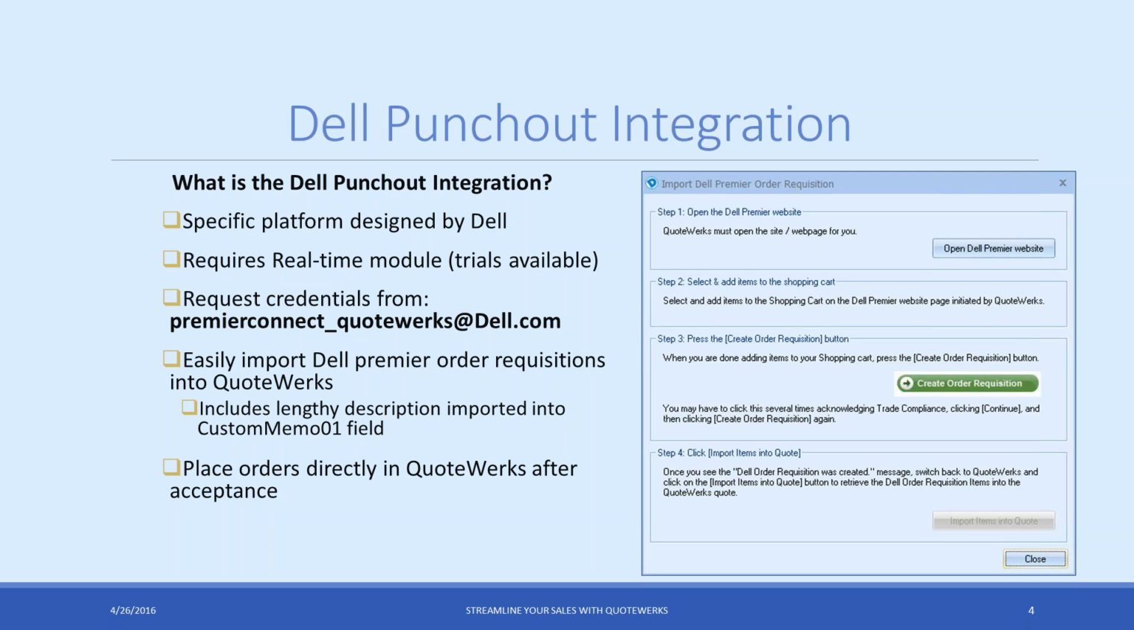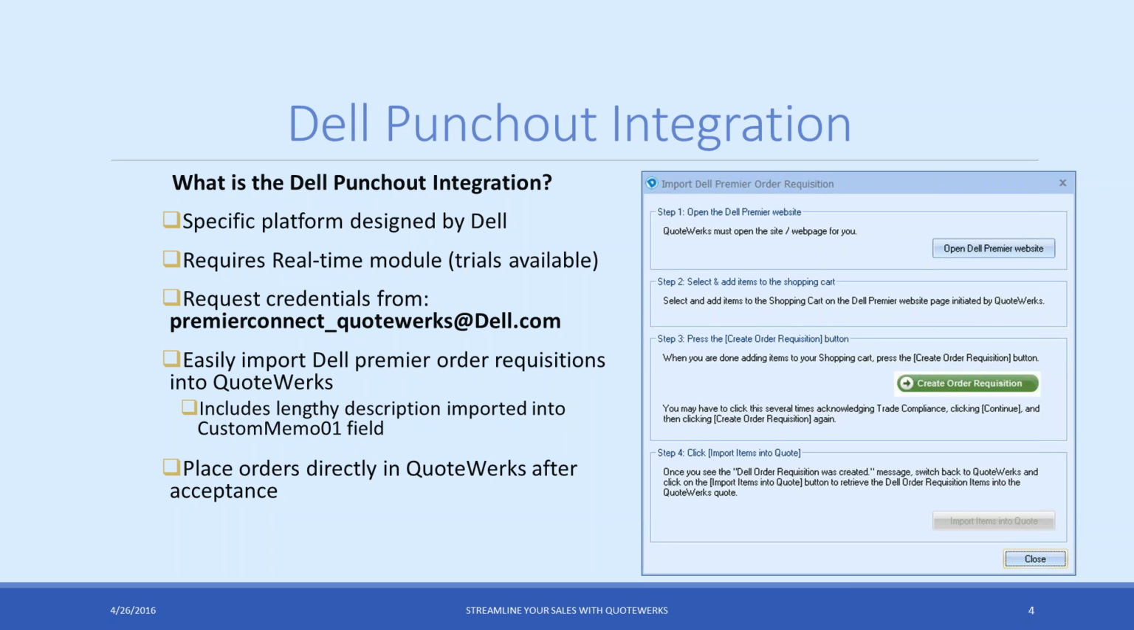These credentials, in order to use the Punchout integration, are specific to QuoteWerks, and they are different than your Dell Premier website login. So you're not actually going to be able to use your website credentials to log in to use the Punchout integration. Like I said, it's a specific platform that Dell developed, so you're going to have to request your credentials. You can see I've posted here the email address to contact them, premierconnect_QuoteWerks@Dell.com, and then just let them know that you're looking for credentials for your account. They'll probably ask for your account information up front, but once you get those credentials, you can put them into QuoteWerks, and I'll show you how to do it. Very, very easy. Setup will take you probably about 30 seconds as long as you have the real-time module. It's very simple to do.